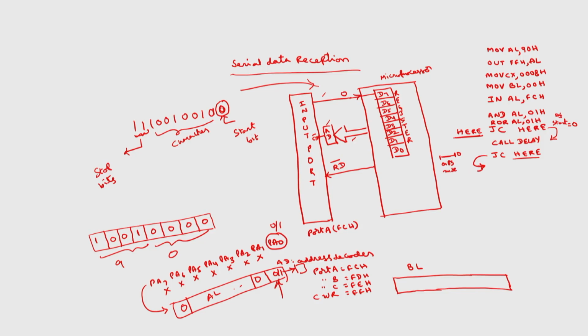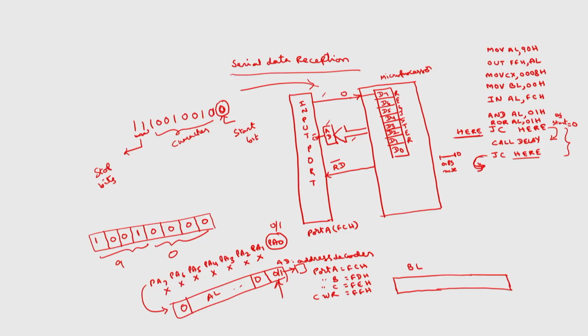Then I will check for the first bit of the character. Otherwise, this will wait here in the loop until a valid start bit is received. Once this comes out of the loop, it means a valid start bit has been received. Now, I have to check for the character bits. So, for the first character bit, again I will write AL, FCH, because I have already called the delay.